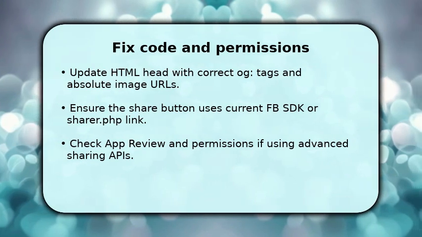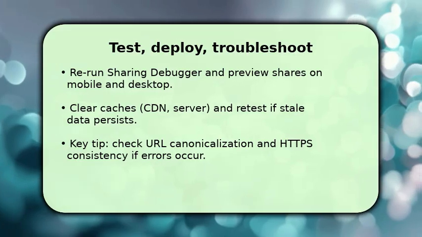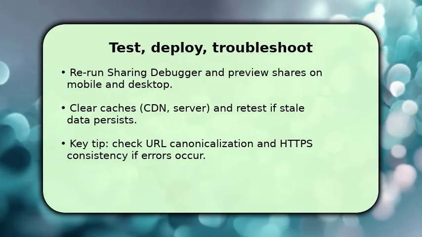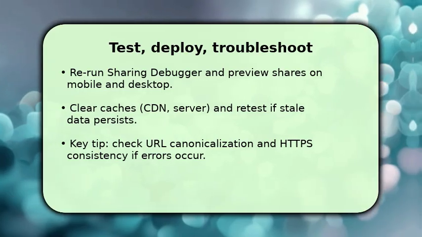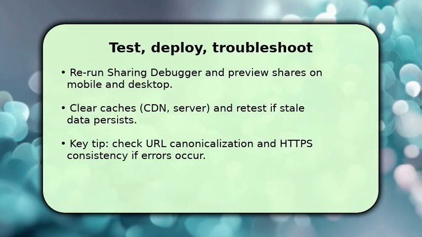Finally, retest the share flow on multiple devices and browsers. Use the sharing debugger again to confirm the final scraped values. Deploy changes and purge any CDNs or server caches so Facebook can fetch the latest tags.